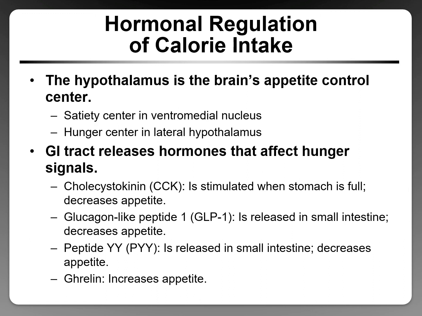We also have glucagon-like peptide 1, or GLP-1. This will be released in the small intestine, which will help us decrease appetite. We also have peptide YY, or PYY, which will be released in the small intestine, which will decrease appetite. And then we have ghrelin, which is going to increase our appetite.